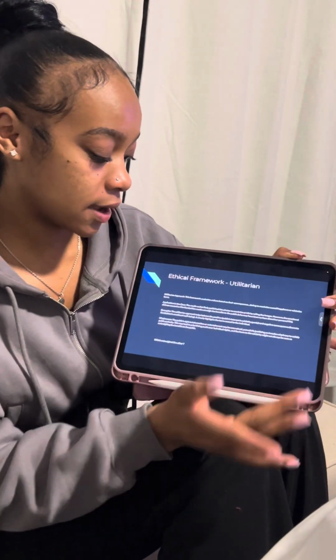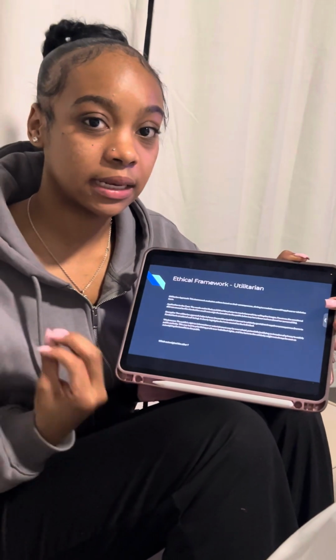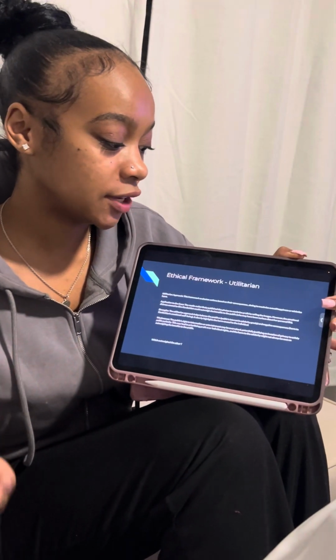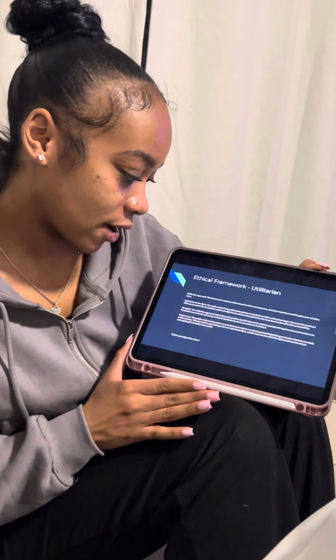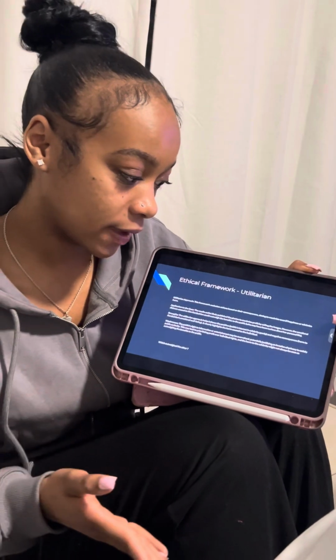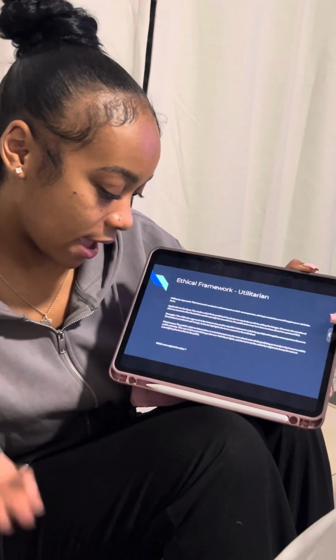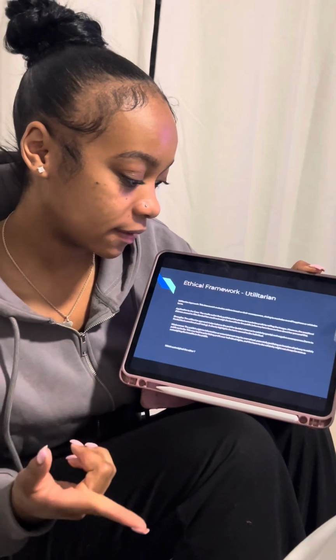The next ethical implication, I want to go over the framework. The framework specifically that I want to go over is the utilitarian framework. This framework argues that the media outlet likely published the photos to maximize profit by selling the images. However, the emotional distress caused to Kim Kardashian could outweigh the benefits to the public.